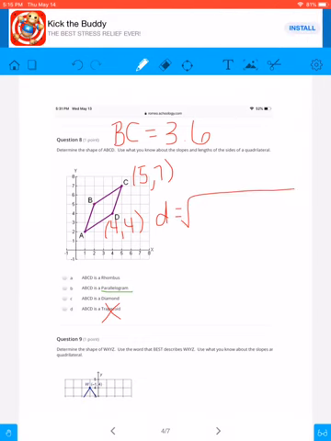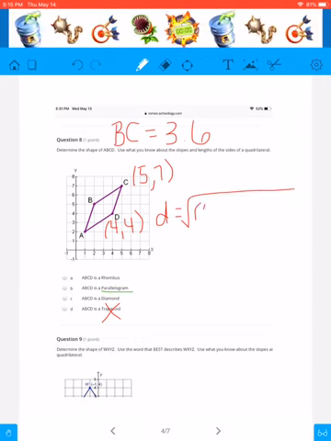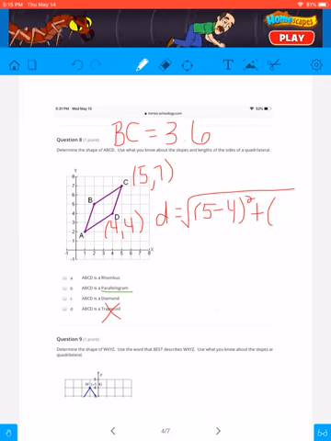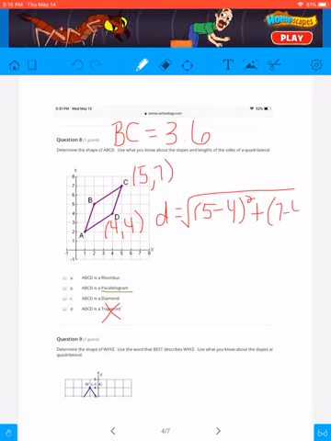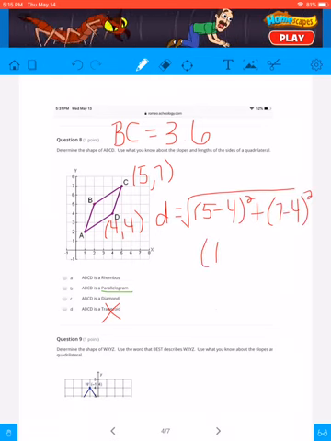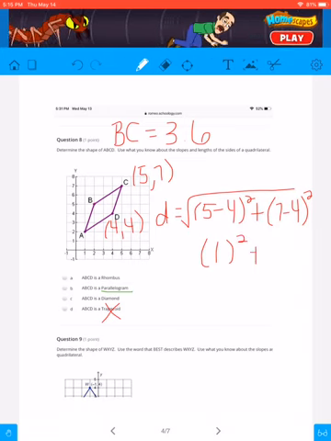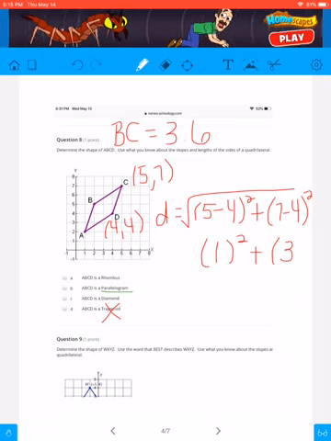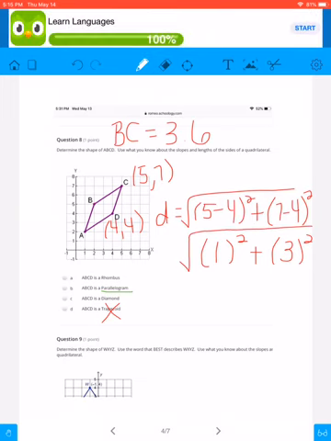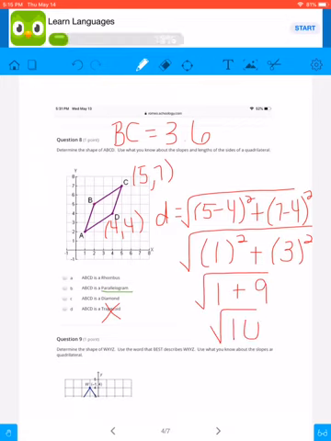And we're going to find the distance. So the distance is going to be 5 minus 4 for the x-coordinates, 7 minus 4 for the y-coordinates. So if you simplify that, you'll have 1 squared plus 3 squared. If you simplify the parentheses, and then you square those, you'll have 1 plus 9. So you'll end up with the square root of 10.